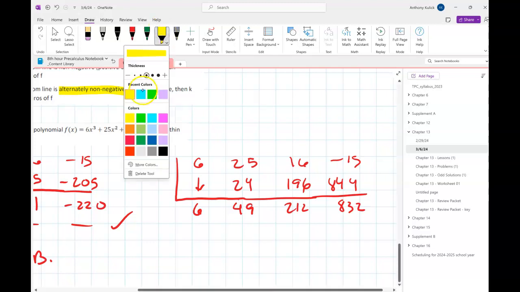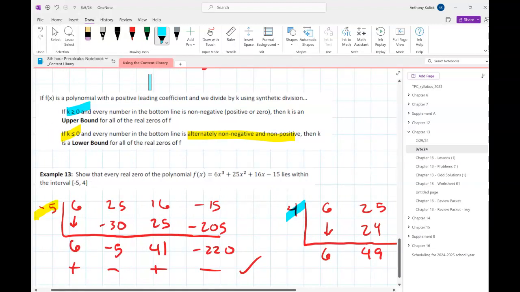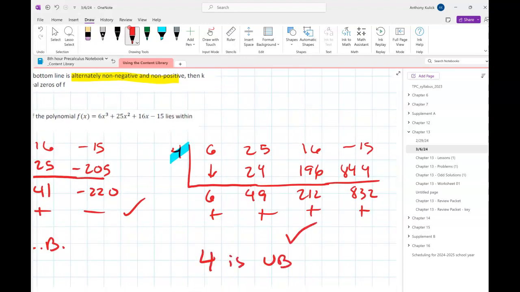So here we're looking for a k that's positive. So I'm looking for non-negative on my bottom line. If I look, positive, positive, positive, positive, that's good. So I know 4 is an upper bound. So if, again, I went back to my possible rational zeros, I could eliminate everything that was bigger than 4 from my list. And that was something Mr. Kulik would have used as a student to cull my list down, particularly if I had like 70 or 80 possibilities. If I can kill 5 or 6 of them at a time with one synthetic division, that's great for me.